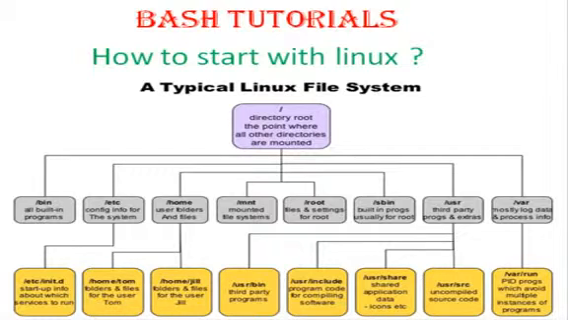A typical Linux file system has a directory root, the point where all the directories are mounted. It starts with a slash, which means this is your directory root. Every directory which holds the respective data is placed under slash. Now we can say slash is a parent directory.